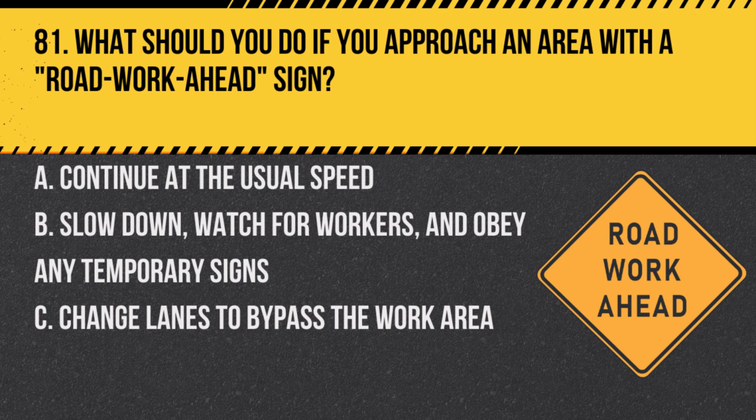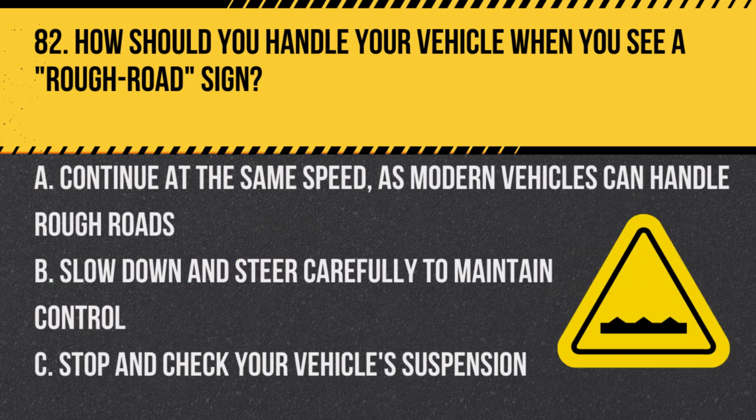A. Continue at the usual speed. B. Slow down, watch for workers, and obey any temporary signs. C. Change lanes to bypass the work area. Answer: B. Slow down, watch for workers, and obey any temporary signs. Road work areas require reduced speeds and heightened caution. Question 82. How should you handle your vehicle when you see a rough road sign?